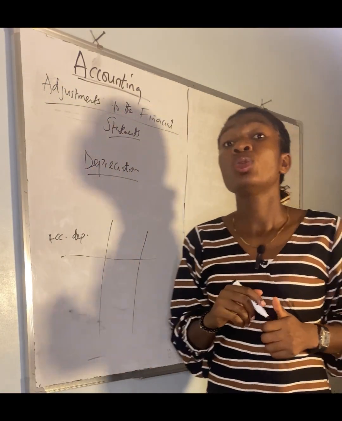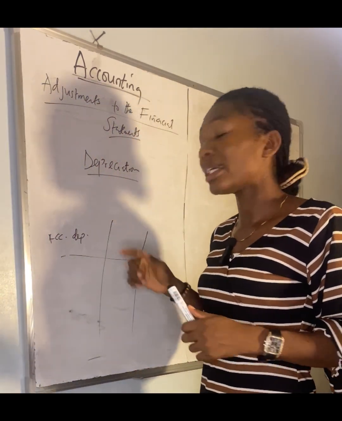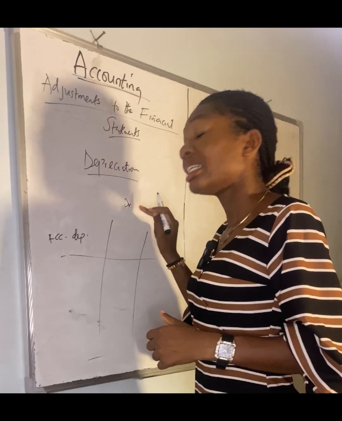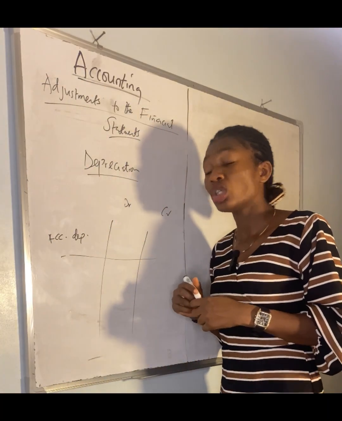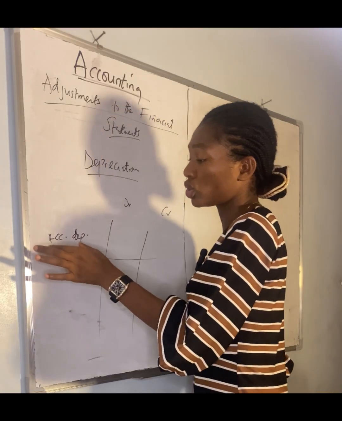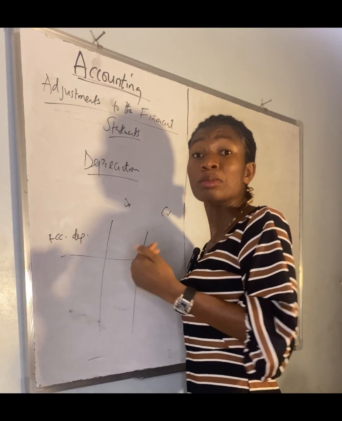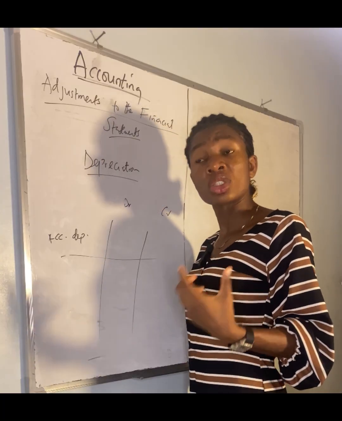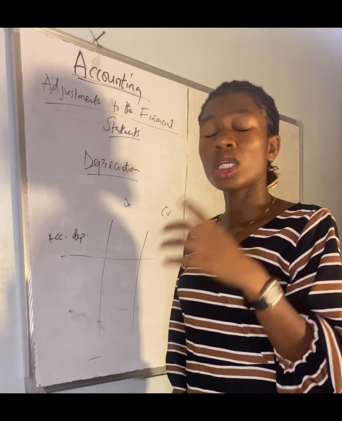Now you will never see your accumulated depreciation on the debit side. Remember your trial balance format: this is the debit, this is the credit. I'm just using a picture illustration. You will never see the accumulated depreciation figure on the debit side, because that's more like a reserve. Money is set aside from the profit of the business for a particular purpose.